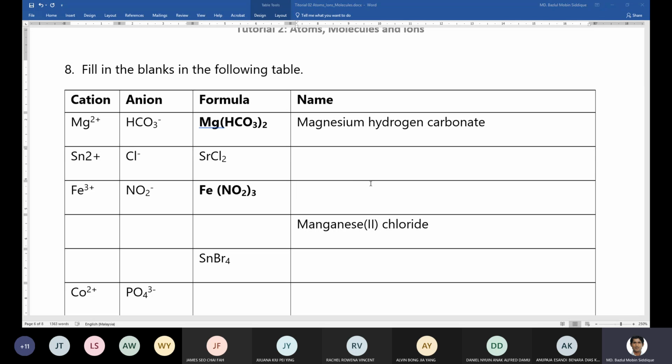The next one is manganese 2 chloride. That means manganese is 2 positively charged and chlorine 1 negatively charged, so MnCl2. I will upload this answer soon so that you can see it here.